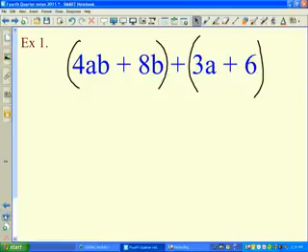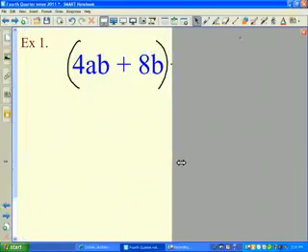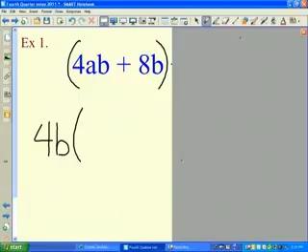Now my second step says I need to find the greatest common factor for each of these parentheses. So I'm going to kind of shade it a little bit. And I'm just going to look at this first parenthesis. So from this point, we're going to find the greatest common factor, just like we've been doing for the previous lesson. So we have 4ab plus 8b. So what number they have in common is 4. And also the variable they have in common is b.